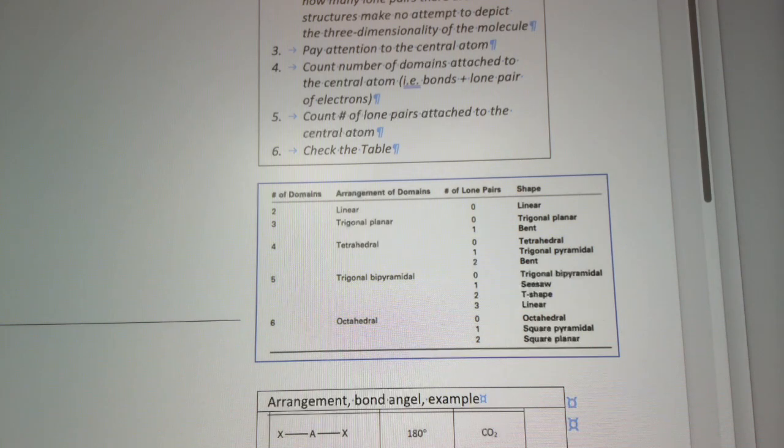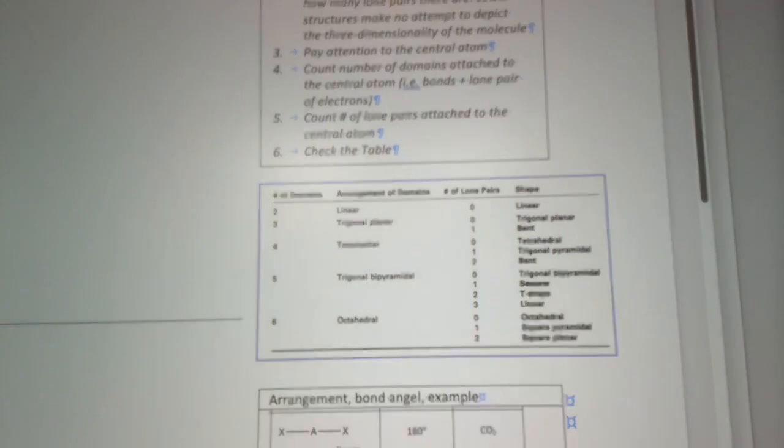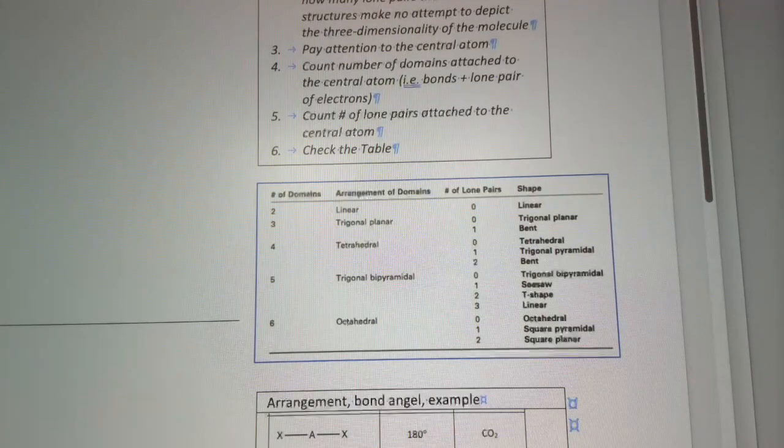Let's go to 4. So 4 is basically a tetrahedron. Now again, look at the lone pairs. If you have 0, 1, and 2, that means tetrahedral, trigonal pyramidal, and bent, depending on 0, 1, and 2. Now if you have 5, that's trigonal bipyramidal. Again, we go from 0, 1, 2, and 3.